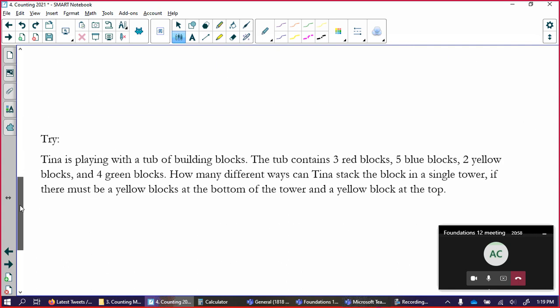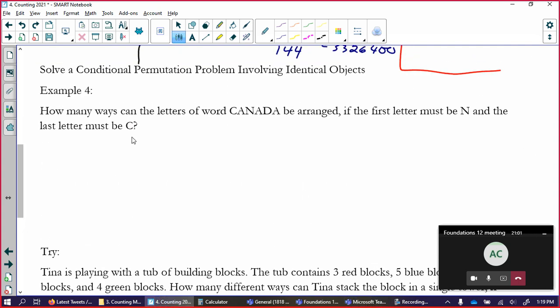Oh, let's put some restrictions in here. How many ways are there to arrange the letters in Canada, but the first letter must be an N and the last letter must be a C? I would, personally, look at the N's. How many ways are there to put an N in the first spot? Well, 1. How many ways are there to put a C at the end? 1. So we have 4 letters left. So we've used those. So that's 4 factorial.